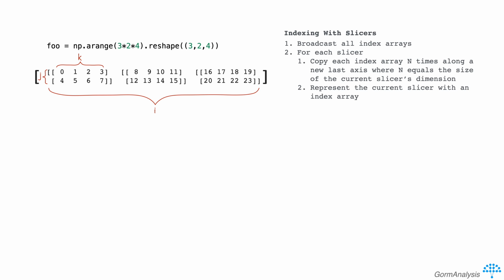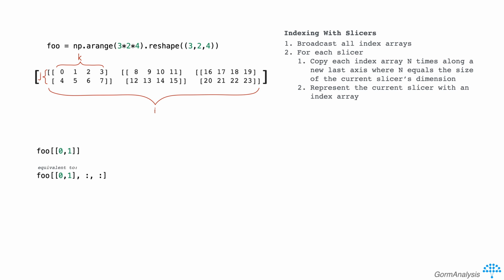Another thing to note is that we can leave out trailing indexes, in which case NumPy assumes we want all the values from those excluded dimensions. For example, if we do foo square brackets and then pass in the list 0, 1 with nothing else, it's like saying, give me the complete first and second matrices in foo, and it'd be equivalent to writing foo square brackets list 0, 1, comma colon, colon.